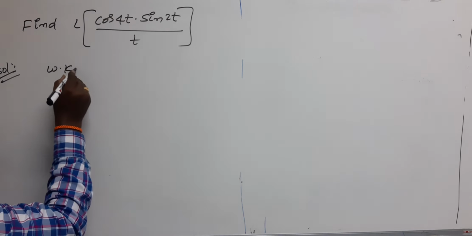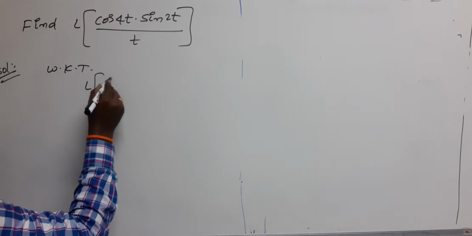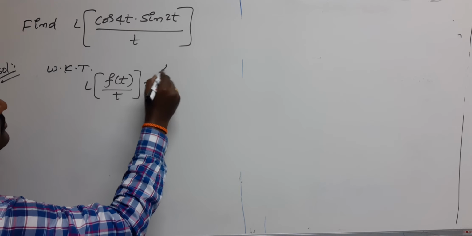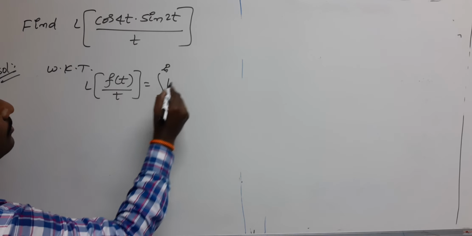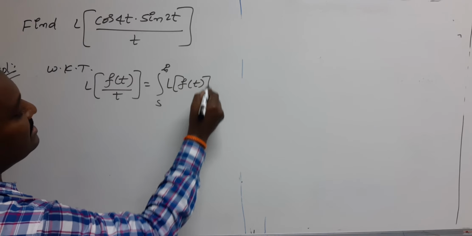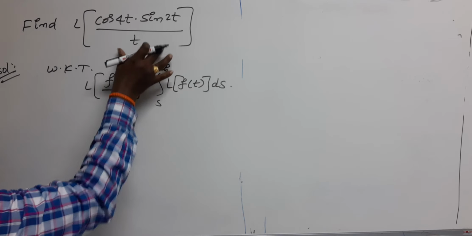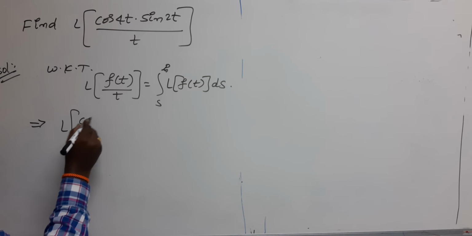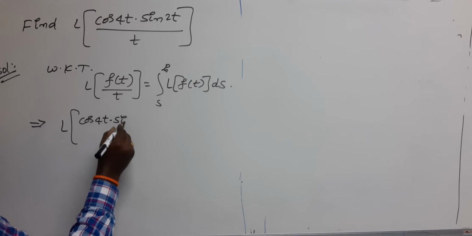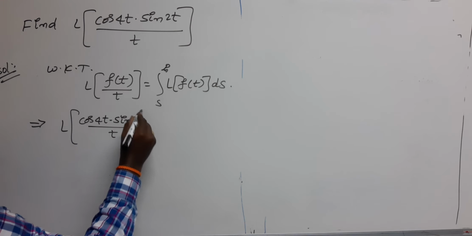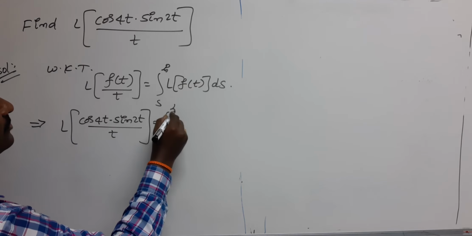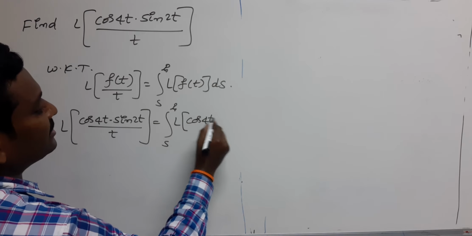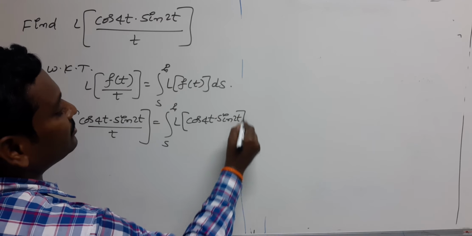Already we know that Laplace transformation of f of t by t is equal to integral s to infinity Laplace transformation of the numerator. This is the division rule. Write the given problem here and compare with the original formula. You will get L of cos 4t into sin 2t by t is equal to integral s to infinity Laplace transformation of the numerator. What is it? Cos 4t into sin 2t into ds.